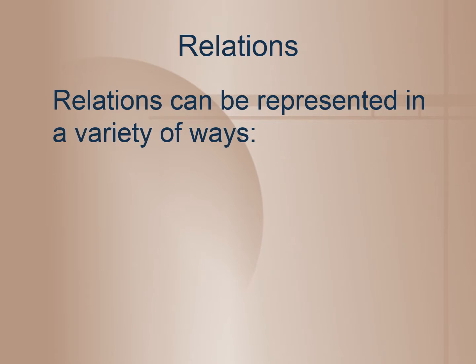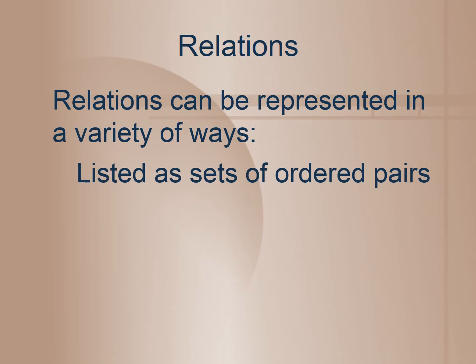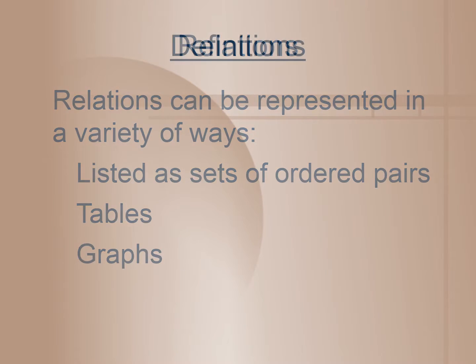So relations can be represented in different ways. The first way is sets of ordered pairs. The second way a relation can be represented is a table. On a table, you're going to have one column with one set, and then the next column is going to be the second set, and then the rows represent the relationships, so what numbers go with which. The third way a relation can be represented is a graph. That's where you graph the ordered pairs.